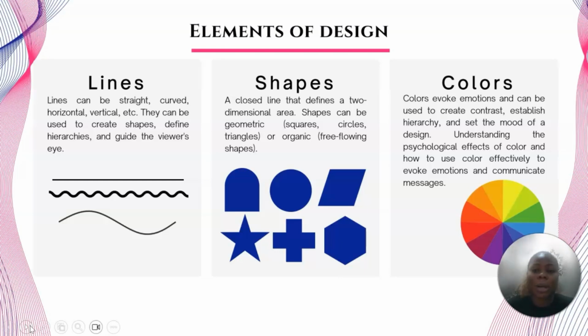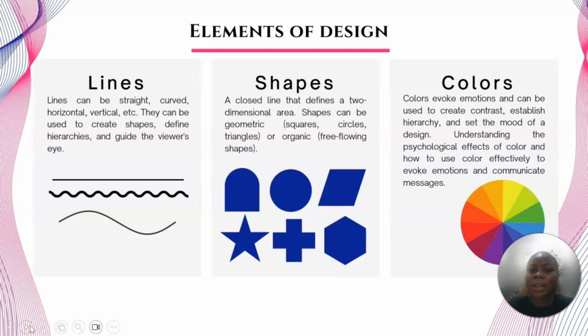The first one we have on our list is lines. So we have straight lines, curved lines, horizontal lines, vertical lines, and all of those things. They can be used to create designs, they can be used to create shapes. They also define hierarchy and guide the viewer's eyes. So when we go into the practical aspect of the lesson, you'll be able to understand how lines are used in elements of design.